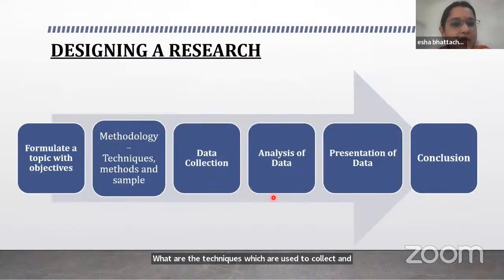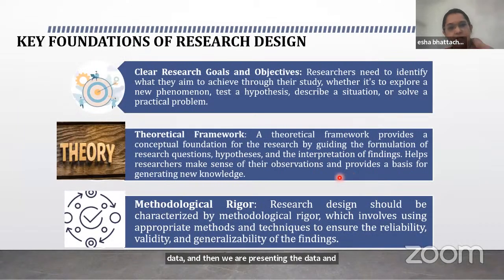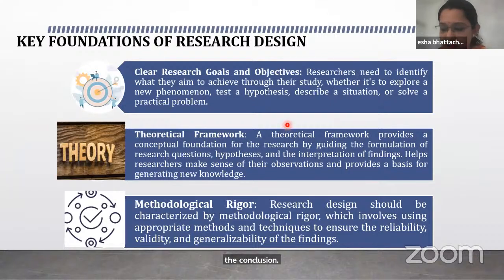Coming to how do we design a research? First of all, we formulate a topic with specific objectives, what we are looking at. Next, we look at the methodology which we are following, the techniques, the methods, and the sample which is used, how we are collecting the data, the analysis of that data, and then we are presenting the data, and finally the conclusion. There are certain key foundations of research design.